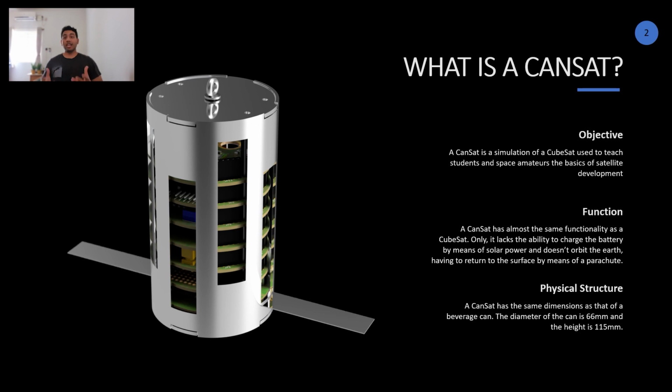When it comes to functionality, a CANSAT is a little different from a CubeSat in that a CubeSat does not return to the Earth's surface. It orbits the Earth, whereas a CANSAT, once deployed from a rocket, a drone, or a weather balloon, will return to the surface by means of a parachute. So the time a CANSAT spends studying the atmosphere is far less compared to a CubeSat. Maybe a couple of minutes, or a couple of seconds, depending on the deployment method and how high it was deployed.